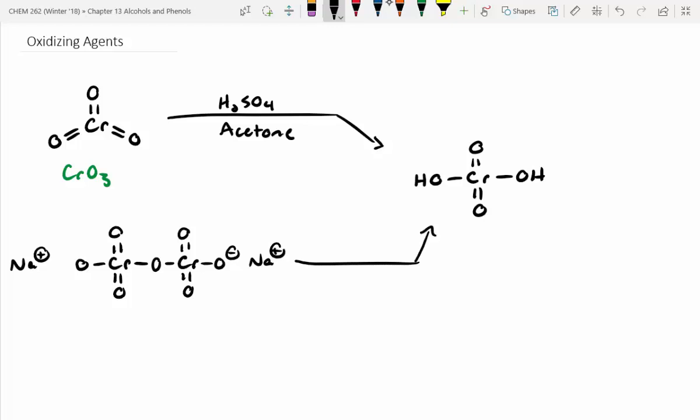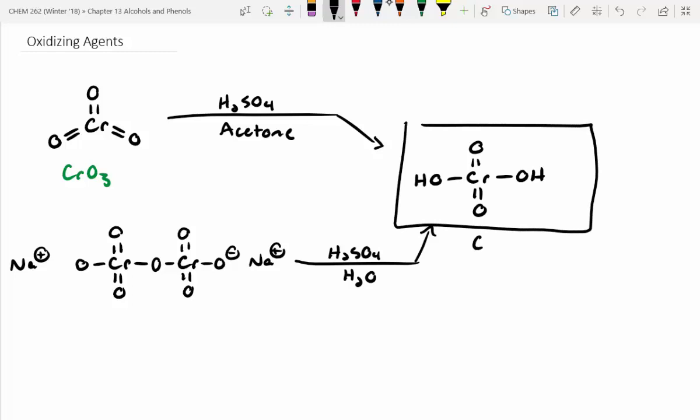And you can actually go to that same chromic acid by using sulfuric acid and water. This is chromic acid, and it was used traditionally as a strong oxidizing agent. People oftentimes avoid drawing out the sodium dichromate too by just writing Na2Cr2O7. It's a lot easier to write than that big long chain. But chromic acid is a great oxidizer.